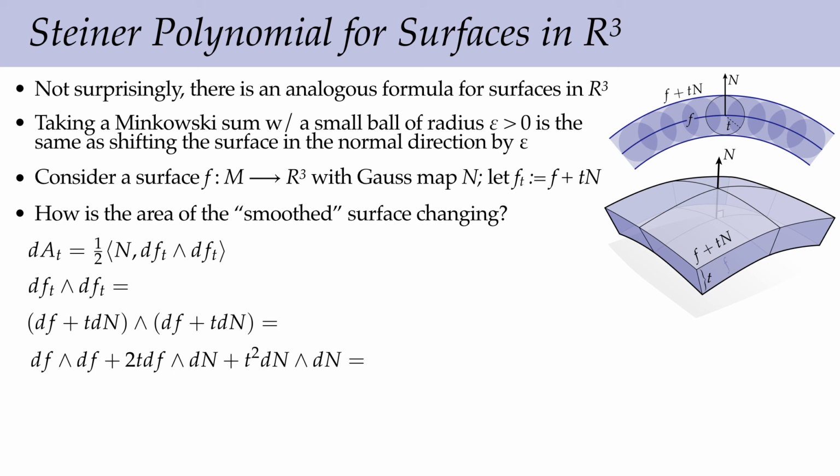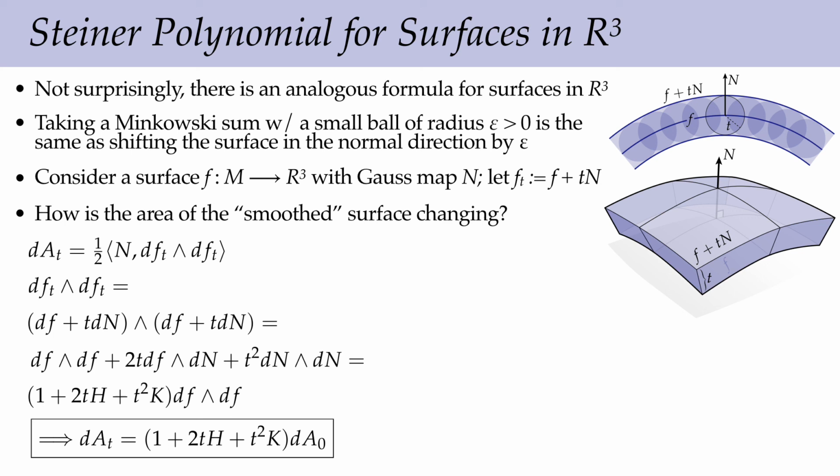And oh yeah, we already did a lot of these calculations. We can turn df wedge df into area. We can turn df wedge dN into a mean curvature normal. We can turn dN wedge dN into a Gauss curvature normal. So we get (1 plus 2t mean curvature plus t squared Gauss curvature) df wedge df. In other words, as we move the surface in the normal direction, or as we smooth out the surface by mollifying it with this ball, the new area element, dA_t, looks like the original area element times 1 plus twice the mean curvature times t plus t squared times the Gauss curvature. Again, a polynomial in the ball radius, or the time.